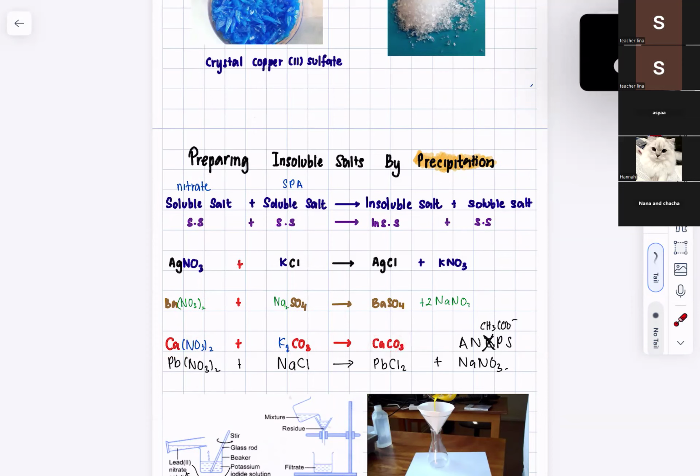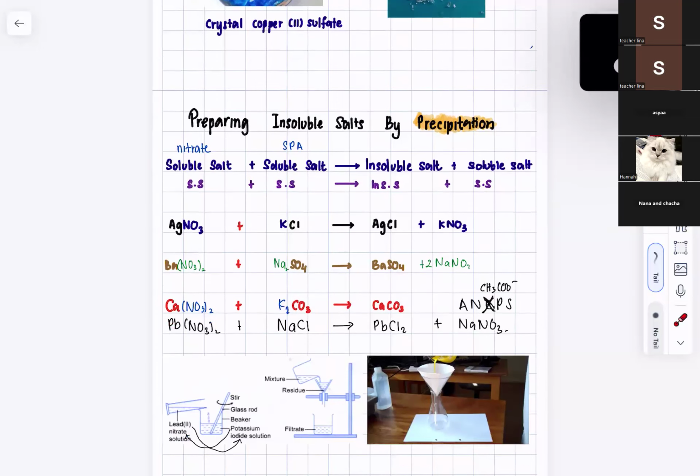And then lead II chloride is lead II nitrate plus sodium chloride. So this one, lead combined with chloride. So lead II chloride, done. Sodium nitrate, this one. So, is it clear, Asha? Yes, it's clear. Hannah? Is it clear, Hannah?